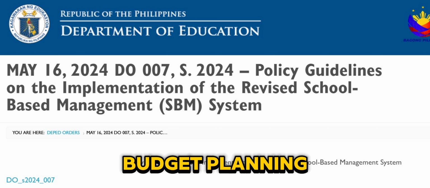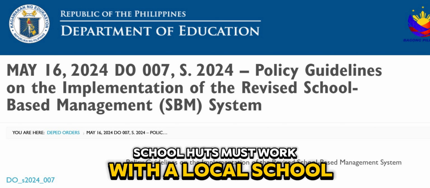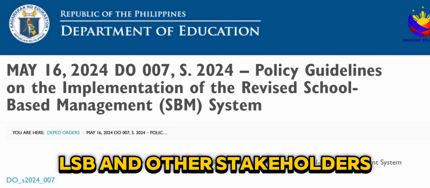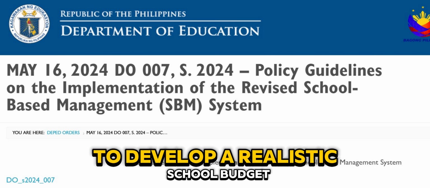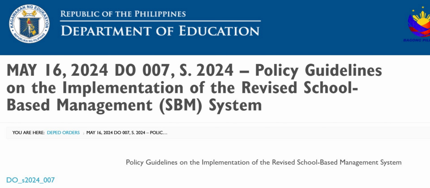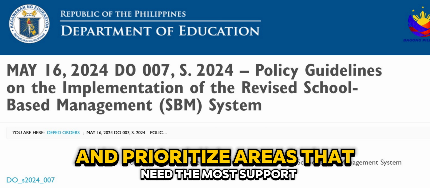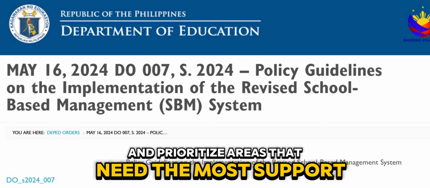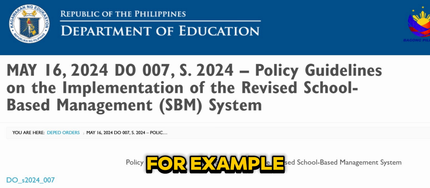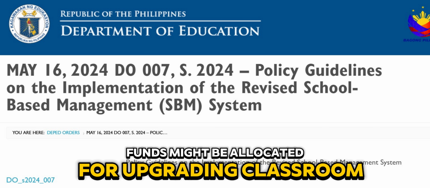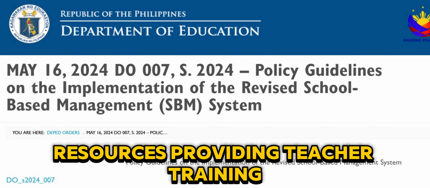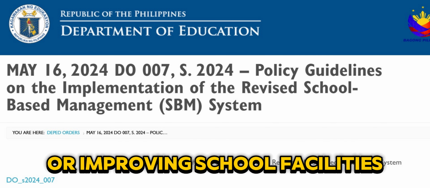Budget planning. School heads must work with the local school board, LSB, and other stakeholders to develop a realistic school budget. The budget should be aligned with the objectives outlined in the SIP and prioritize areas that need the most support. For example, funds might be allocated for upgrading classroom resources, providing teacher training, or improving school facilities.